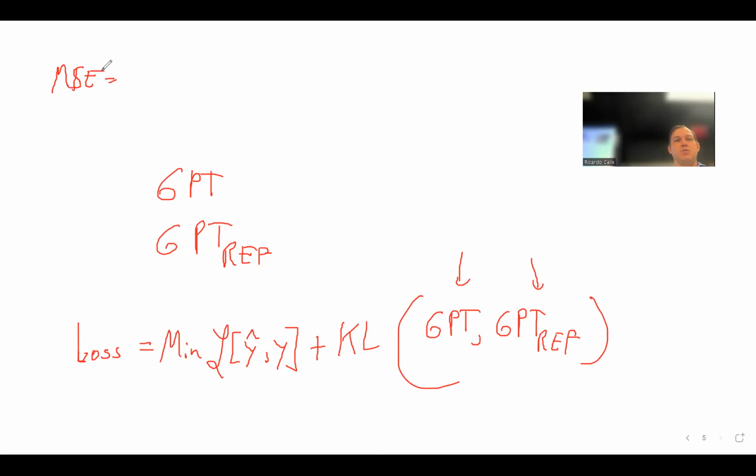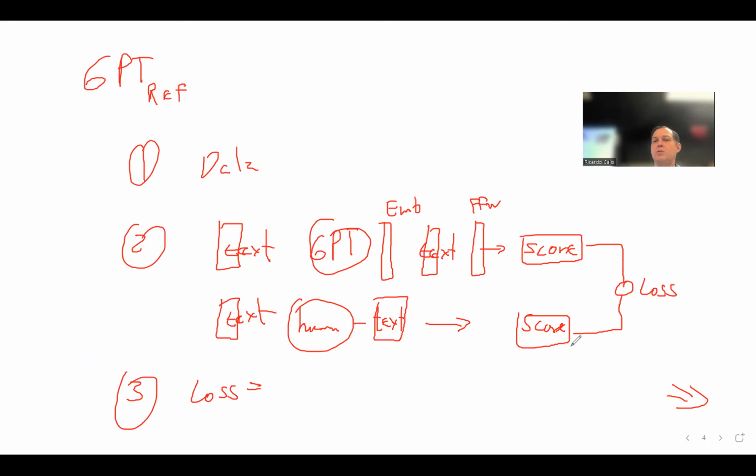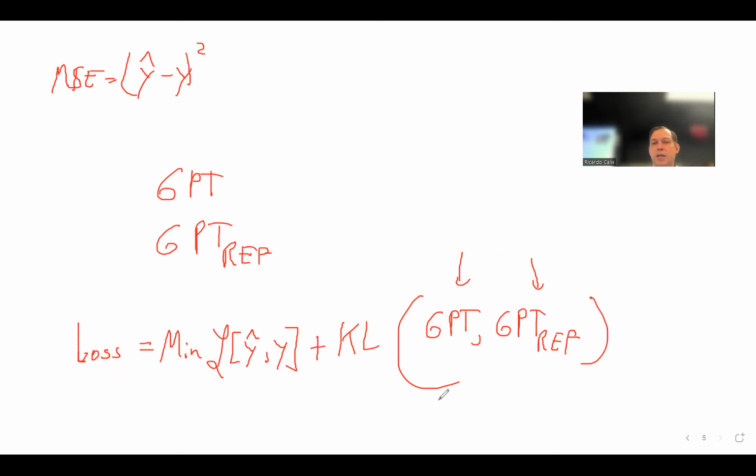MSE is usually what? Y hat minus Y squared, right? You guys remember that. That was the loss function, right? We're doing the same thing here, although we're using cross entropy, in minimizing the scores. So it's a similar type of loss function. However, there is this additional component here, multiplied probably times some parameter. You'll see that in the paper.